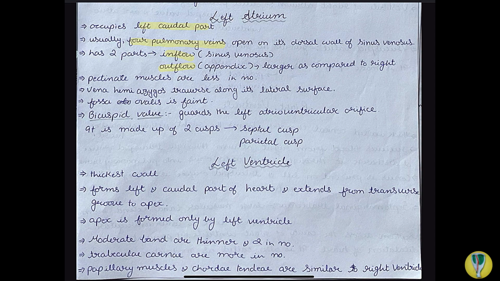The auricle of the left atrium is larger than that of the right atrium. Okay, so the left atrium has a larger appendix or auricle. Pectinate muscles are less in number. Vena hemiazygos traverses along its lateral surface. Fossa ovalis is faint and a bicuspid valve is present, which guards the left atrioventricular orifice.